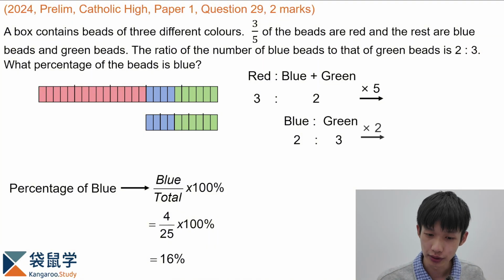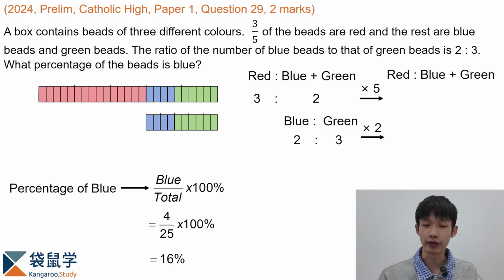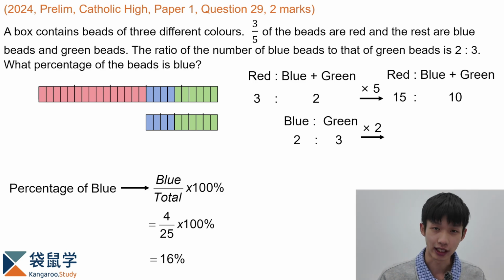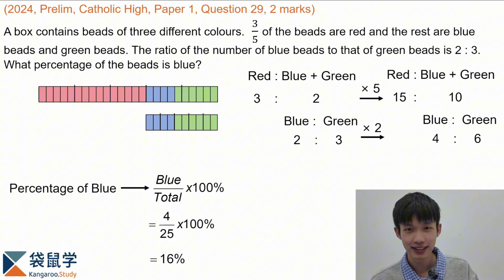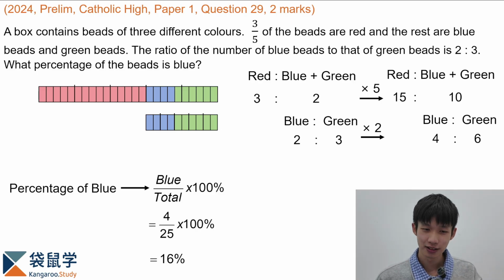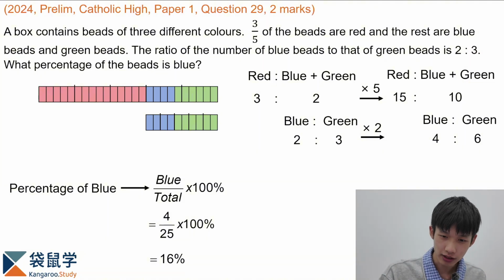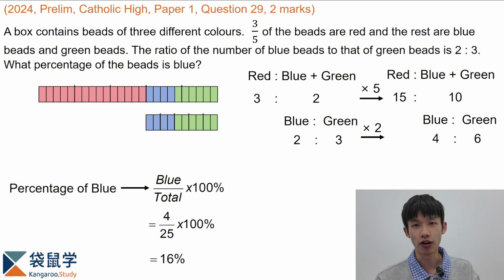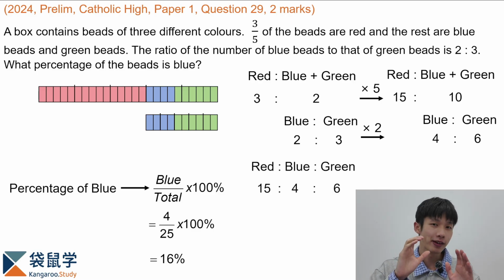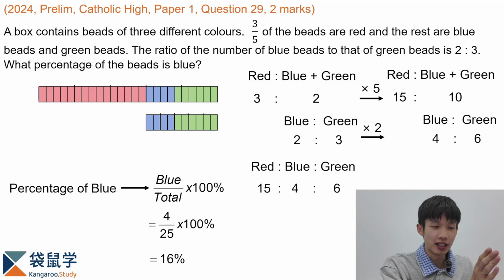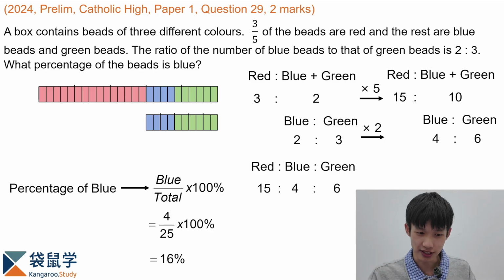Yes, times 2. So in this case, red to blue and green, we have a new ratio which is 15:10. How about blue and green? This time it is 4:6. And lastly, can we compare all 3 of them now? Yes, we can. Red to blue to green is 15:4:6. And here we have the ratio between all 3 of them. From here onwards, we move back to the left side, which is to find the percentage. Still the same, 16%. So that's how we solve it.